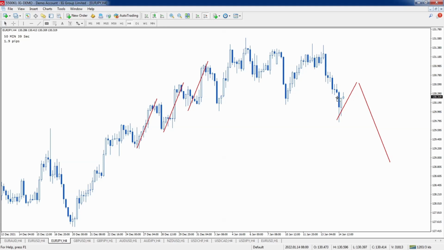So what we want to pay attention to is the area up in here where the price could be looking to make a reversal, or we're going to be looking at this area of support where price will want to break through it. Let's take a look at another example.